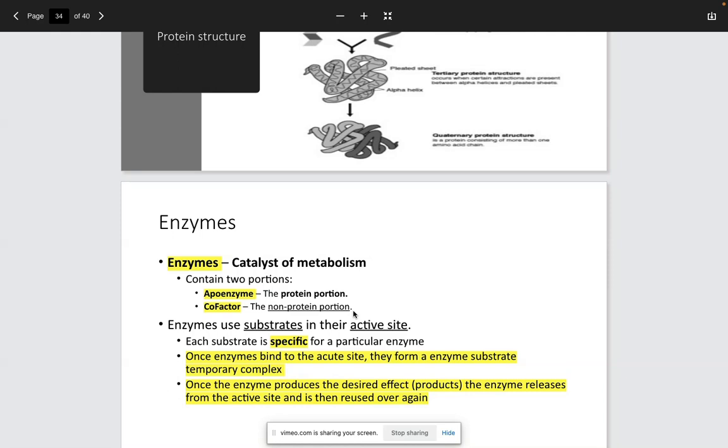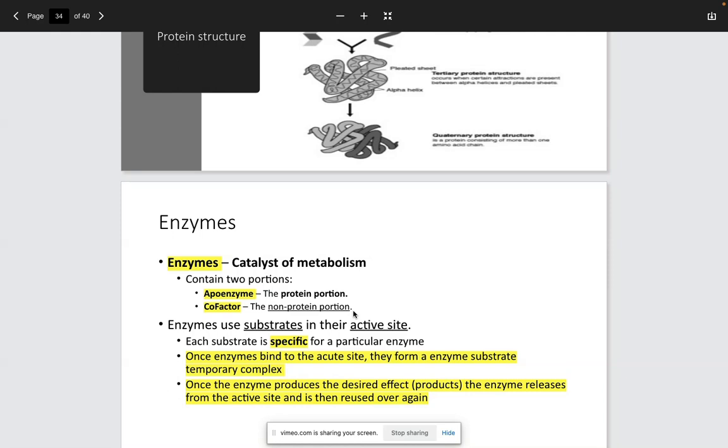So once the enzyme actually binds to the active site, the portion on the substrate where the enzyme likes to bind, it forms something called an enzyme substrate temporary complex, and that makes sense. Think about the name enzyme substrate complex. And once the enzyme produces the desired effect, aka the products, the enzyme then just releases from the active site and then it can be reused over again.